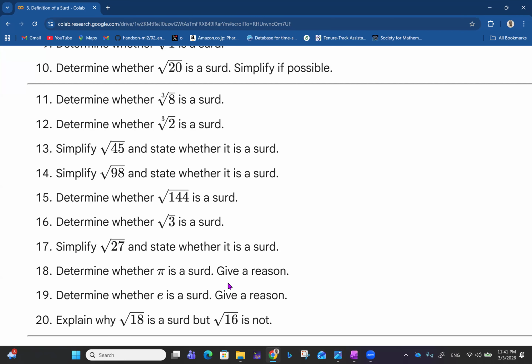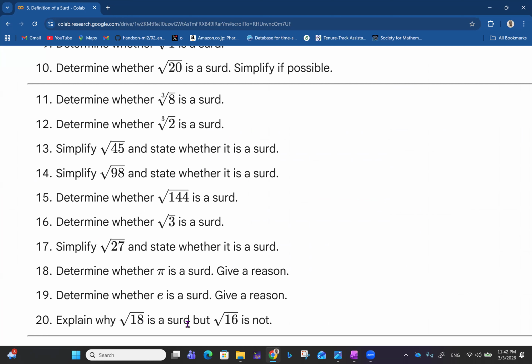Tell me whether pi is a surd. Pi is not a surd, although it is irrational. The reason is that surds are written as roots, and pi is not written as a root. The same goes for e. e is not a surd, though it is irrational, because it is not written in root form.